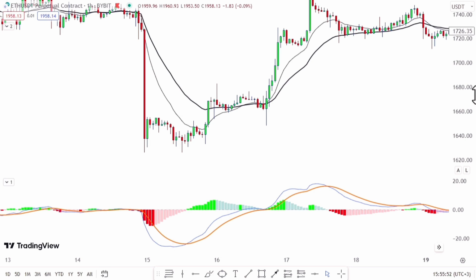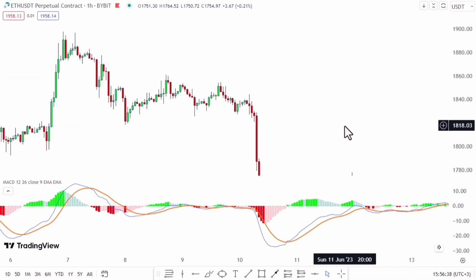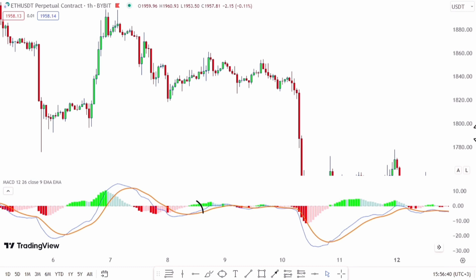Now let's talk about the different strategies that you can use with the MACD indicator. So first, a common mistake that traders make is that they're using the indicator by itself. Let me show you why it's a bad idea to use the MACD alone. Here we can see that the overall market is in a downtrend. However, the MACD is crossing over upwards. The MACD is indicating a bullish momentum, but the market is in a downtrend.